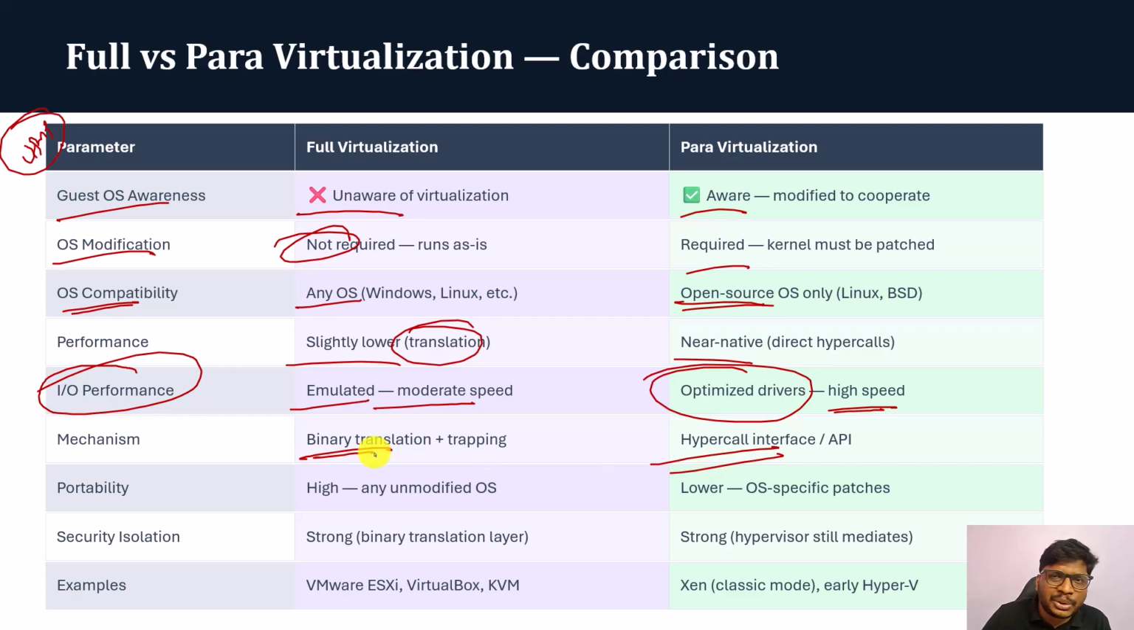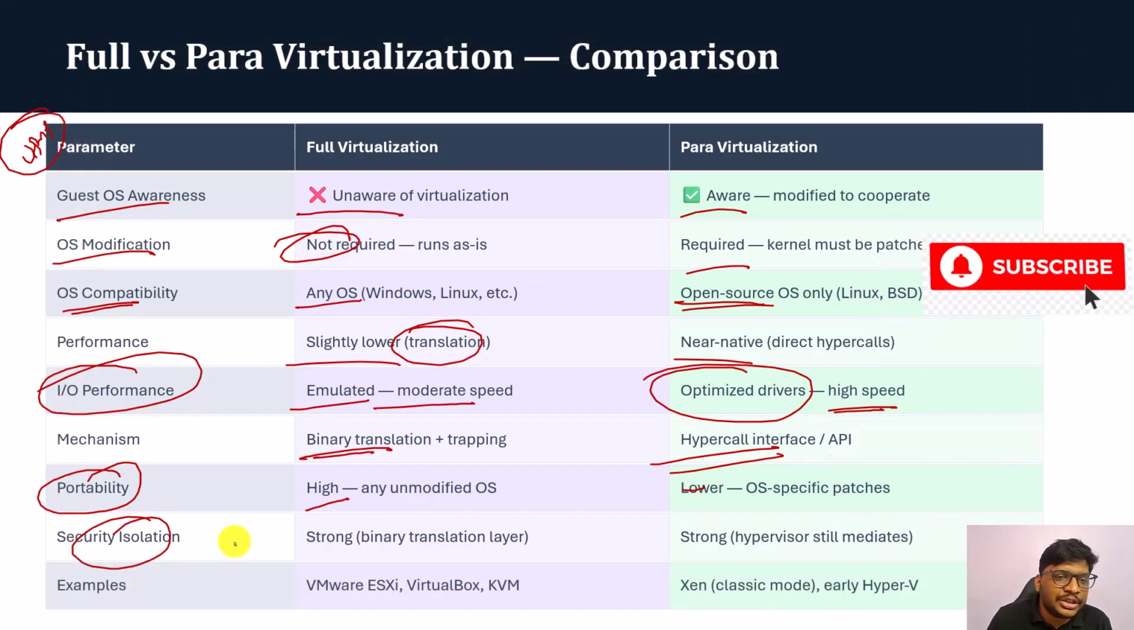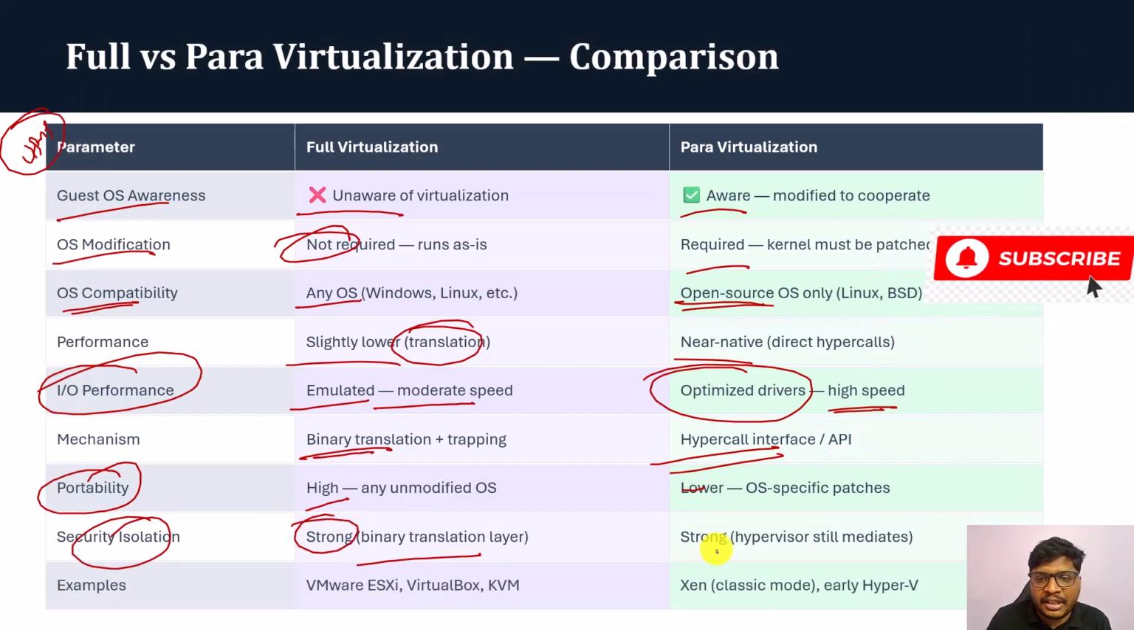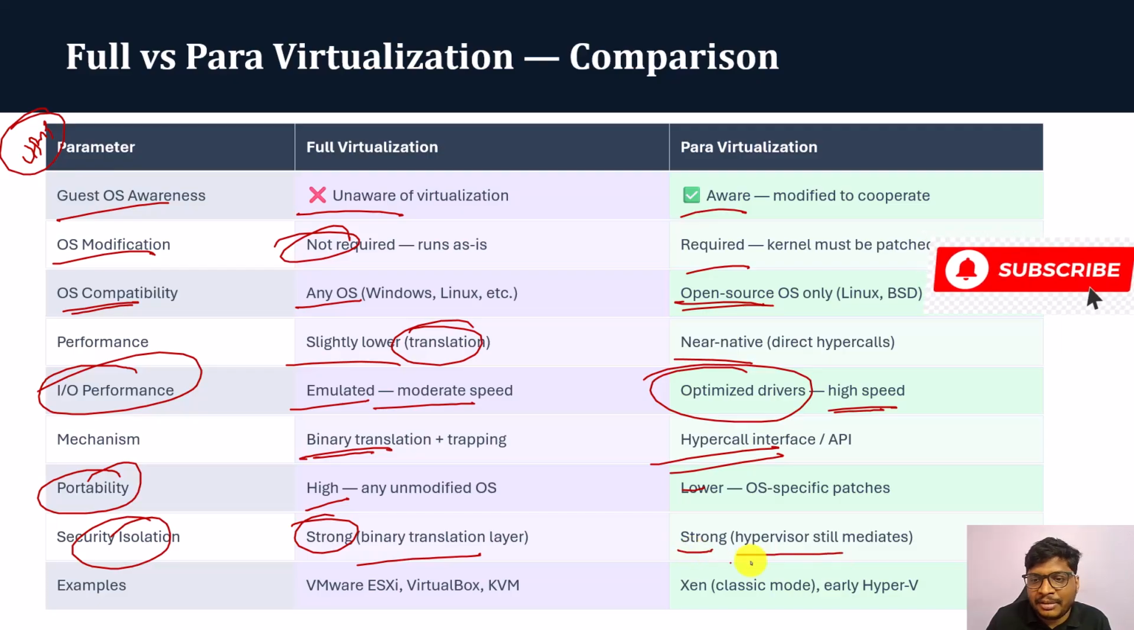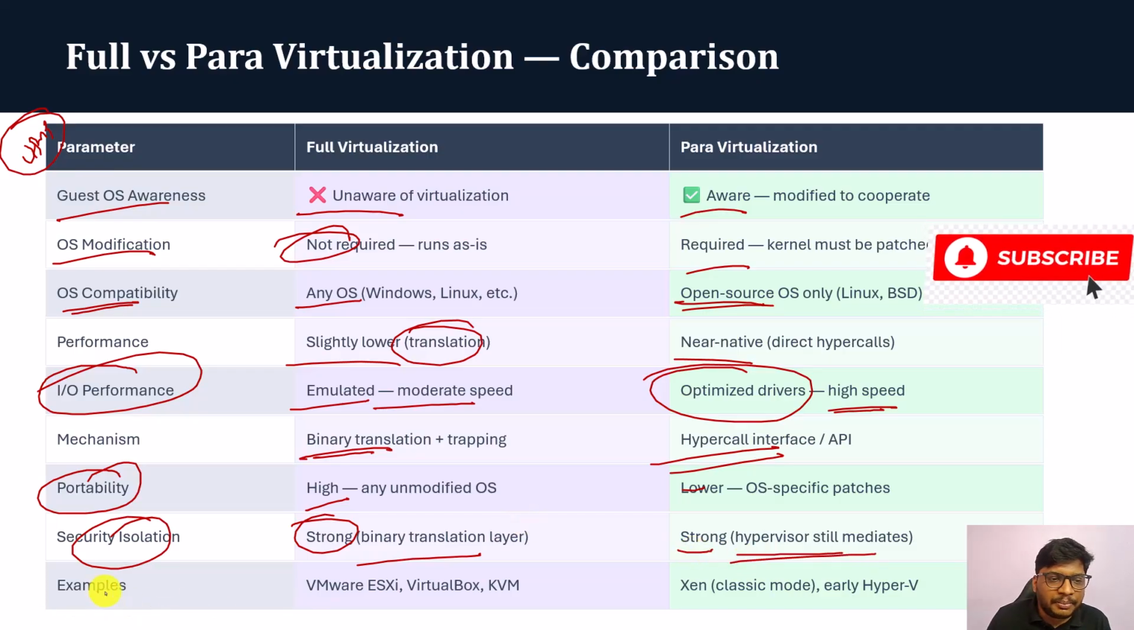You can just go through this comparison. That's it. Portability: high in full, lower in para. Security isolation: strong because of the binary translation layer in full. Here also it is strong, since the hypervisor still mediates. You can see examples here. I hope you understand what we have discussed in this particular slide.